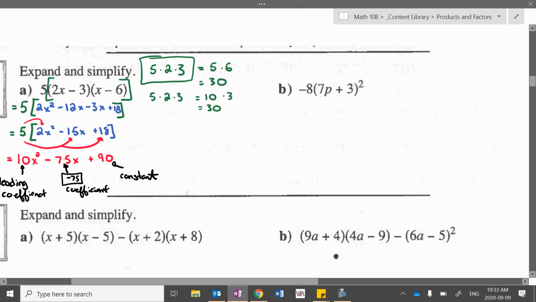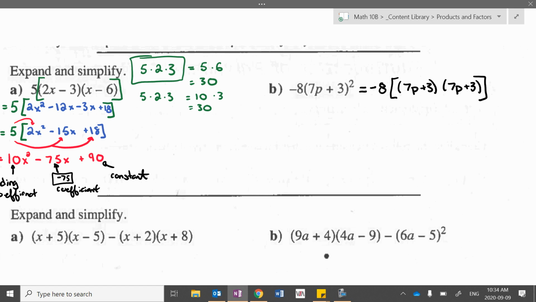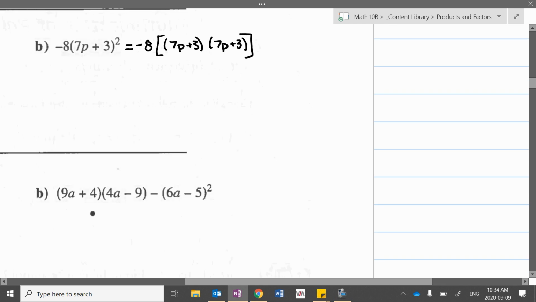Okay, a question like B, we have that pesky squared. So I would start off, and for saving space, I would write it on the same line. This question's really saying negative 8 times 7p plus 3 times 7p plus 3. Like the same space, just be able to scribble out the square and then just write 7p plus 3 down. Totally. Whatever works for you. I agree. There's not a lot of space here.